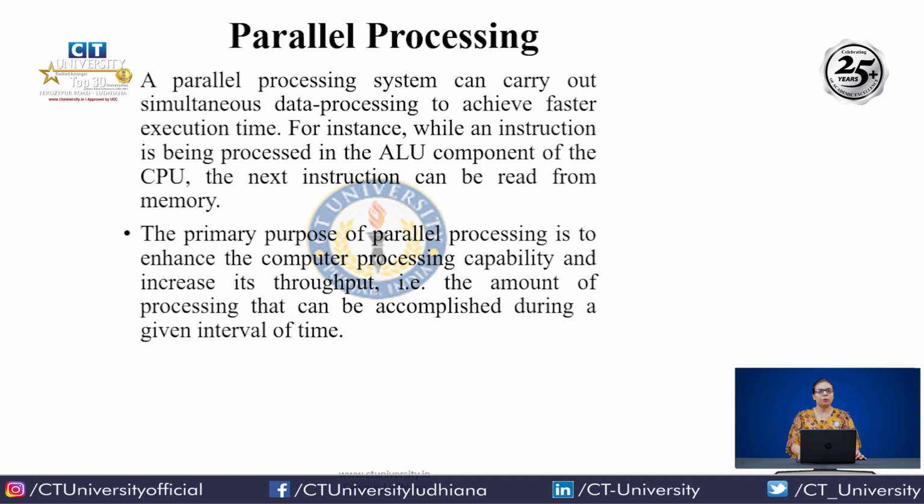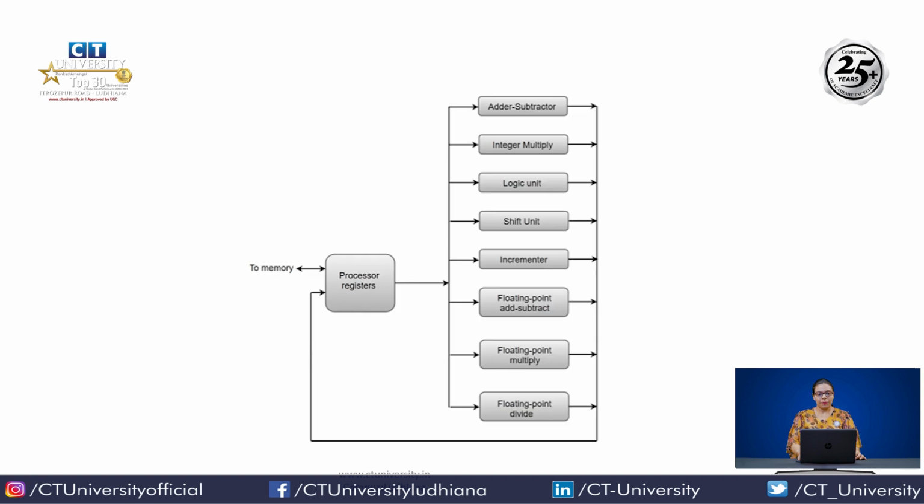Next we have the concept of parallel processing. Basically we need parallel processing in order to increase the performance of the system. Ultimately the throughput of the system increases. This can be clearly visible with the help of this flowchart, this diagram. Firstly, the instructions get fetched from the memory into the registers.